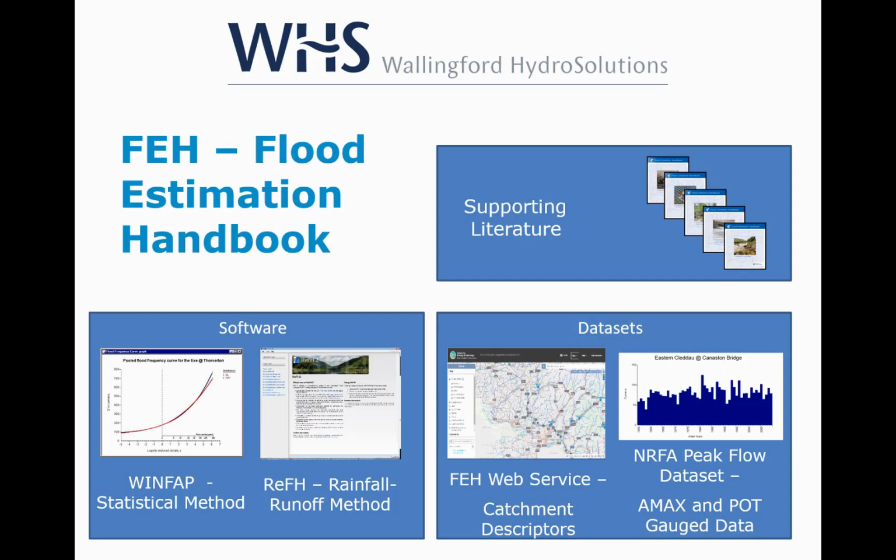So the Flood Estimation Handbook is made up of supporting literature, datasets and software. The supporting literature includes the initial 5 handbooks, but also additional supplementary reports and technical reports that have been written subsequently. The datasets include the FEH web service, where you can get the catchment descriptors, and the NRFA peak flow dataset, where AMAX and POT gauge data is supplied. The methods can be implemented in 2 main pieces of software. WinFAP applies the statistical method and FEH applies the rainfall runoff method.